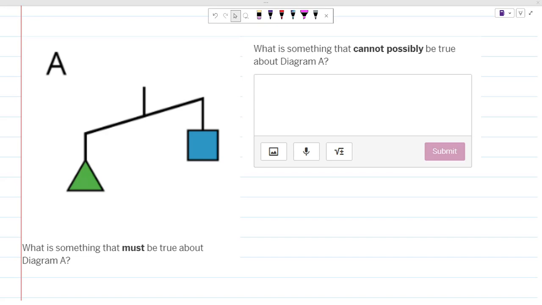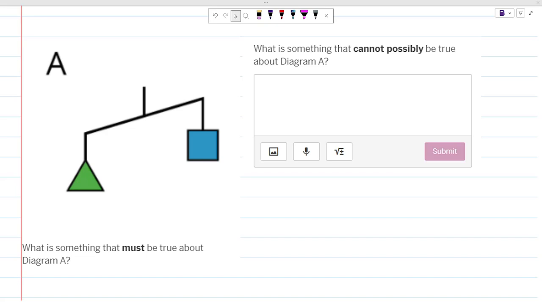If the triangle is kind of pulling down, if it's lower on the hanger, that means it's heavier. So something that must be true about diagram A is the triangle must weigh more, or the triangle must be heavier than the square. So that's something you could say that must be true about diagram A. The triangle is heavier than the square, or the square is lighter than the triangle. Or you could say the triangle weighs more than the square, or you could say the square weighs less than the triangle. So all of those are things that must be true about diagram A.